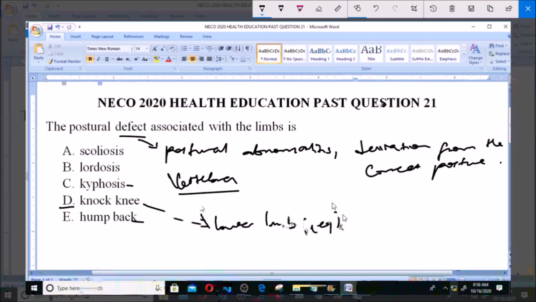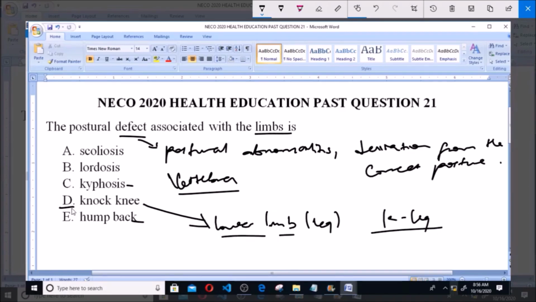In knock-knee, you notice that the two knees are usually close together, but the feet or the legs are separated from each other, what we locally call the K-leg. So knock-knee is a postural defect associated with the lower limb. Since the question is asking for the postural defect associated with the limbs, we can say knock-knee is the answer, because the other options are associated with the backbone or the vertebra. So the answer to this question is option D, knock-knee.